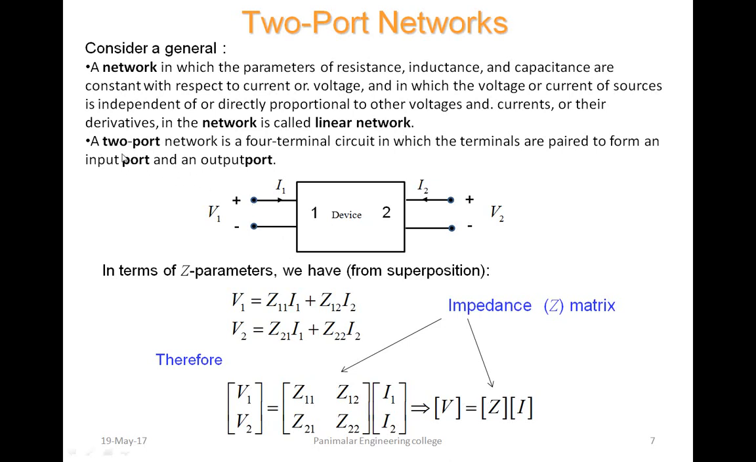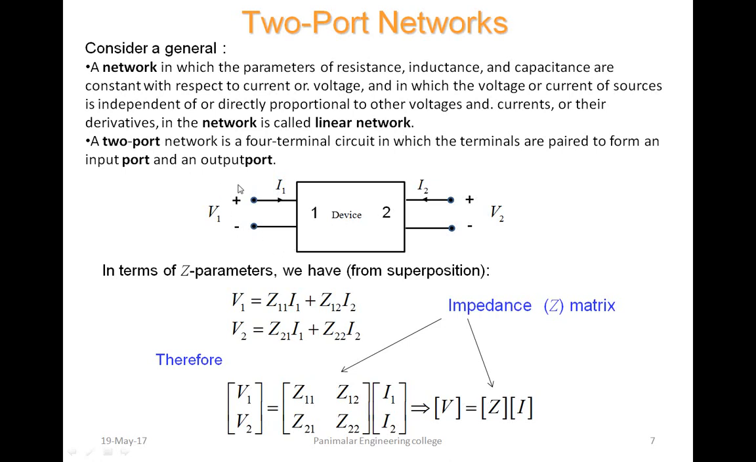So now a two-port network generally has four terminals in a circuit, in which the terminals are paired to form an input port and an output port. So naturally this is a four-terminal device. Four-terminal devices are analyzed mainly for voltage and current, with positive and negative polarities.